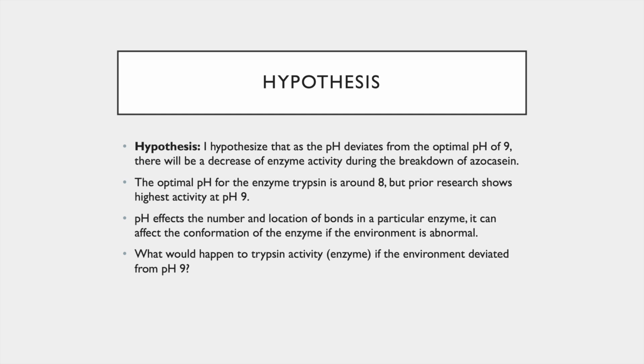For the second round of enzyme labs, I really wanted to dive into this and make it a more valid point. I also know that if enzymes aren't at their optimal pH, it can affect their conformation, which then affects their binding to substrates. This ultimately led me to my question of what would happen to the trypsin activity if the environment deviated from pH 9.